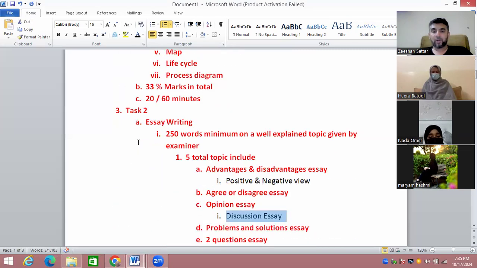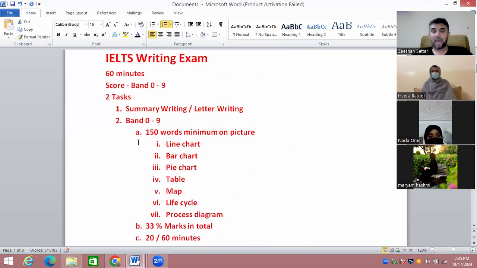In overall IELTS, there are two tasks students have to do in the writing exam. The first task is summary writing, or letter writing for the GT students. In summary writing, they have to write a minimum of 150 words on a picture that can either be a line chart, bar chart, pie chart, table, map, life cycle, or process diagram. One of them will be there in the exam.